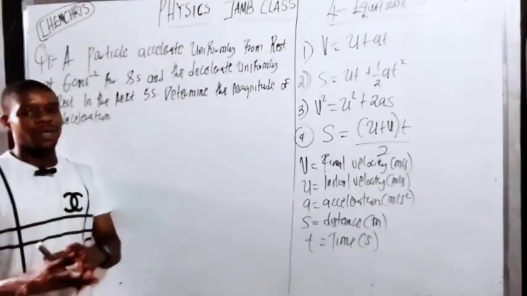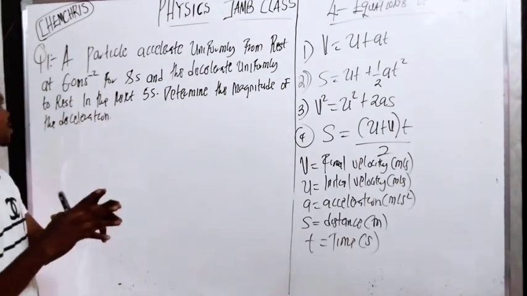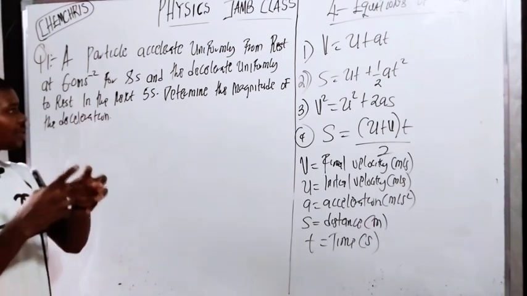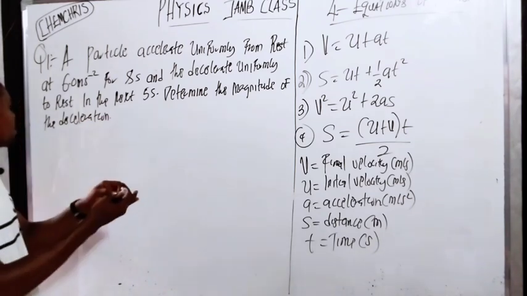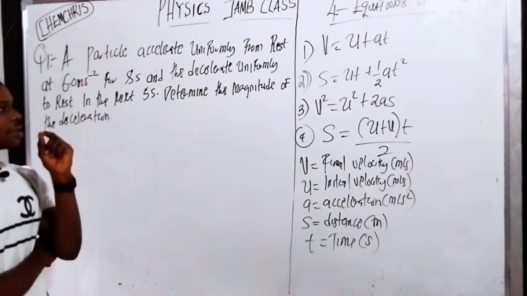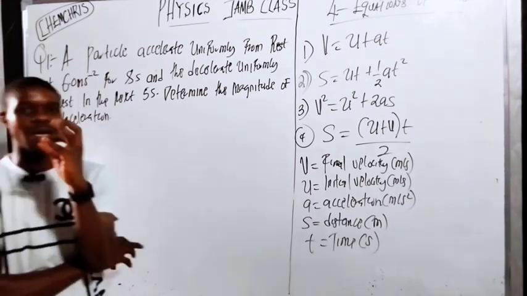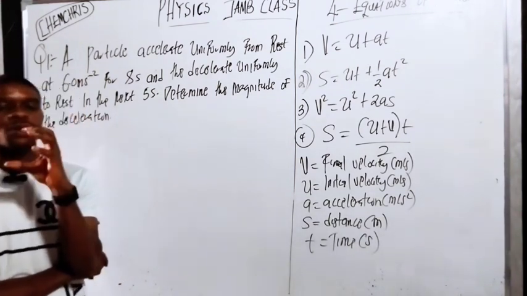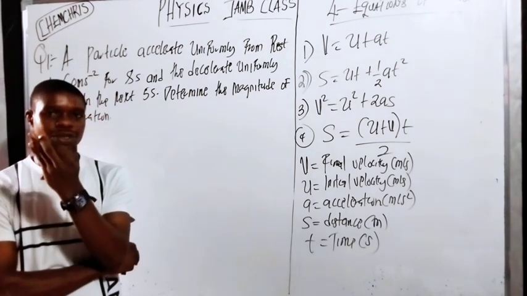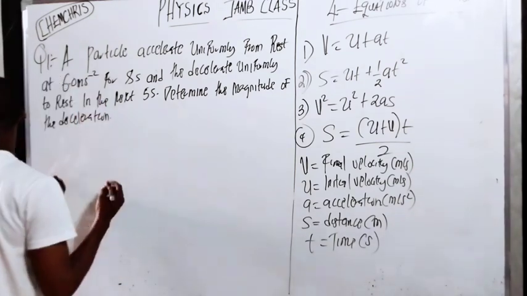Now let's look at the first question on acceleration. A particle accelerates uniformly from rest at 6.0 meters per second squared for 8 seconds and decelerates uniformly to rest in the next 5 seconds. Determine the magnitude of the deceleration. Very important here, this is 2 questions in one. Therefore, you have to calculate the final velocity first. Then the next thing to calculate is the acceleration, which we call deceleration.